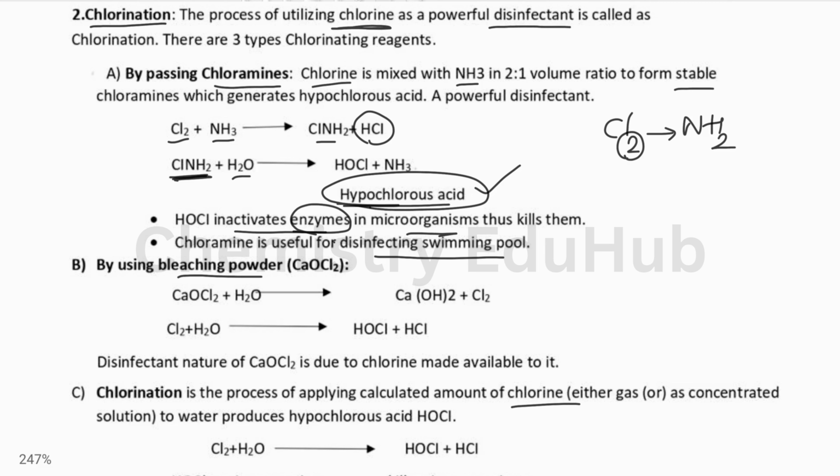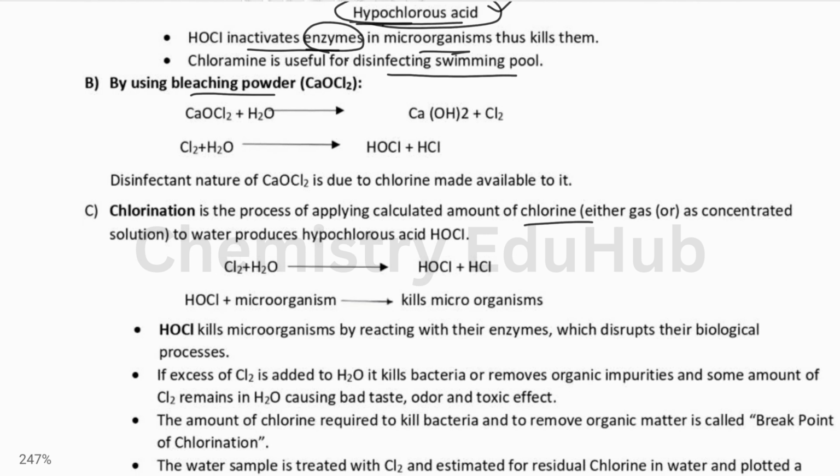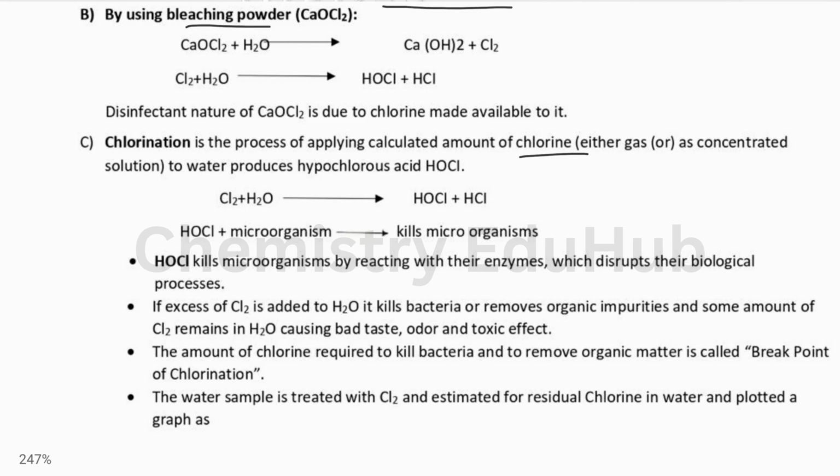So chloramine is a useful disinfectant that we use in swimming pools. Bleaching powder can also be used in swimming pools. The second method is using bleaching powder. The formula of bleaching powder is calcium oxychloride, CaOCl2. CaOCl2 generally breaks down in water into Ca(OH)2 and Cl2. Now this Cl2 will be your disinfectant, which when treated with water forms again hypochlorous acid, which acts as a disinfectant to remove all the microbes. So these are simple methods where the chemicals are also cheap and work effectively.